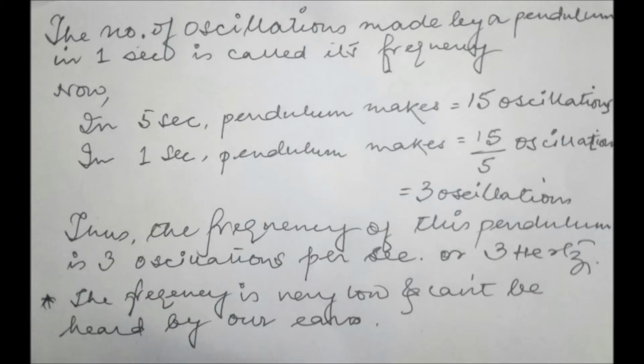Now, in 5 seconds, the pendulum will make 15 oscillations. So, in 1 second, the pendulum will make 15 by 5 oscillations, or 3 oscillations. Thus, the frequency of this pendulum is 3 oscillations per second, or 3 Hertz. Something noteworthy here is that the frequency is very low and it can't be heard by our ears.